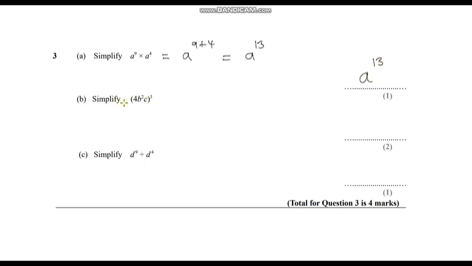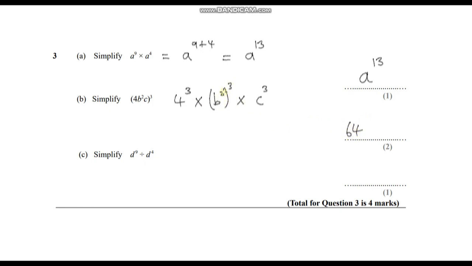Part B, simplify in brackets 4b squared c, and then all of that is being cubed. So this is 4b squared c times 4b squared c times 4b squared c. So everything inside the brackets is being cubed. So it's going to be 4 cubed times b squared cubed times c cubed. So what is 4 cubed? Well, 4 cubed is 4 times 4 times 4, which is 64. And remember, you can use a calculator.